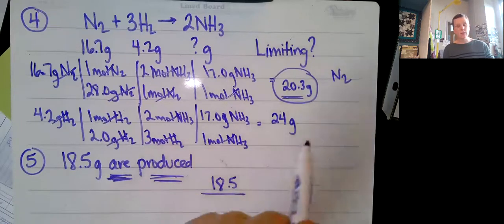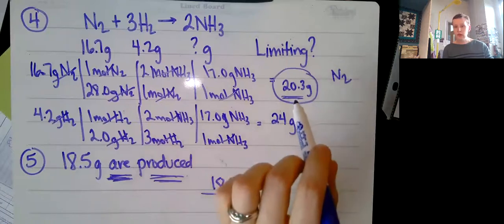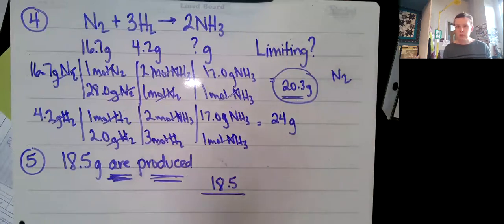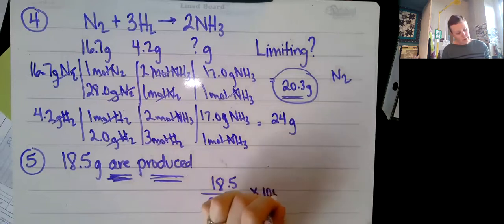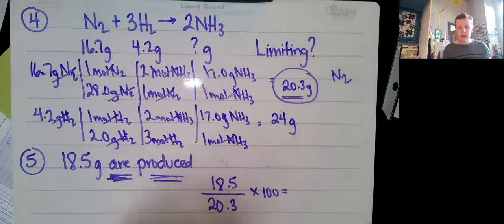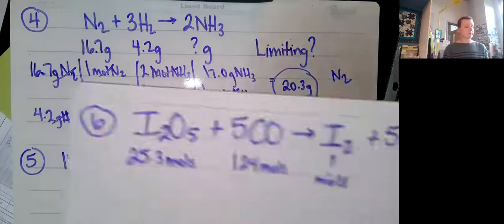Our theoretical yield, we will always get with stoichiometry. Sometimes it's given in the problem if it's a really simple percent yield problem, but most of the time we're going to find that one with stoichiometry. So 20.3, and then multiply by 100. Okay, so this yield is 91.1%, which is actually really good for an industry. Okay, so 91.1% yield there. Okay, question number 6.